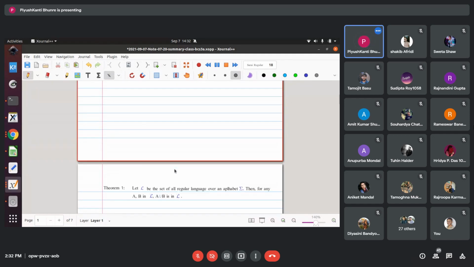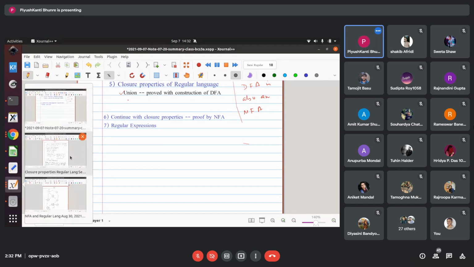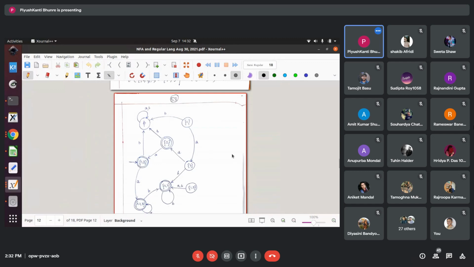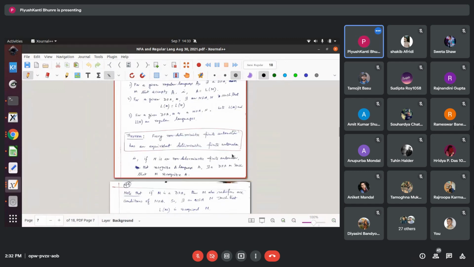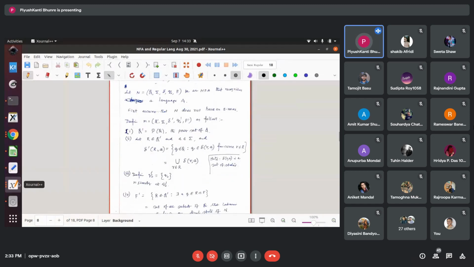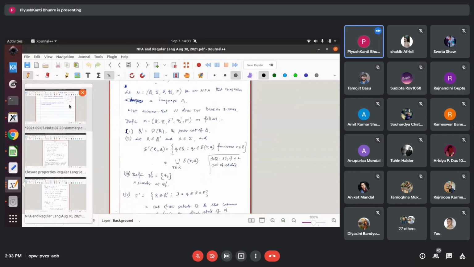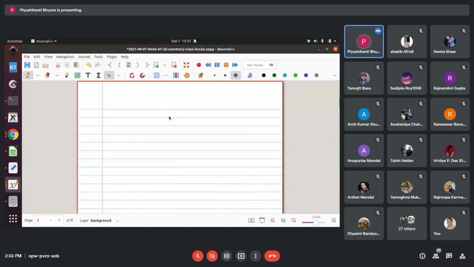I think I have some other notes. I can use that one. The construction. Okay. So maybe I can just write it down. It will be even better. I'll just add one more page over here.